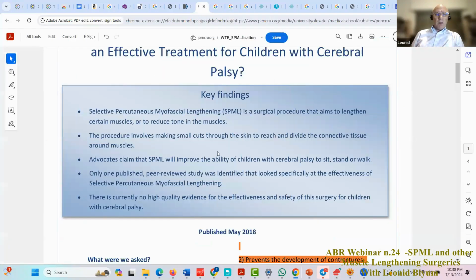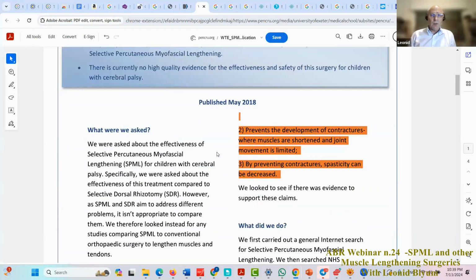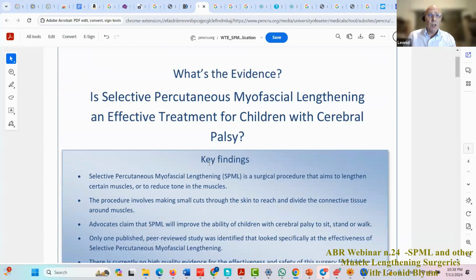Because then you're going to look at these people here, the one that I started from. So you see, what is the evidence? Is selective percutaneous myofascial lengthening an effective treatment for children with cerebral palsy? The question is, what do you guys consider a treatment? What is your timeline? What do you look at, on the big scale?